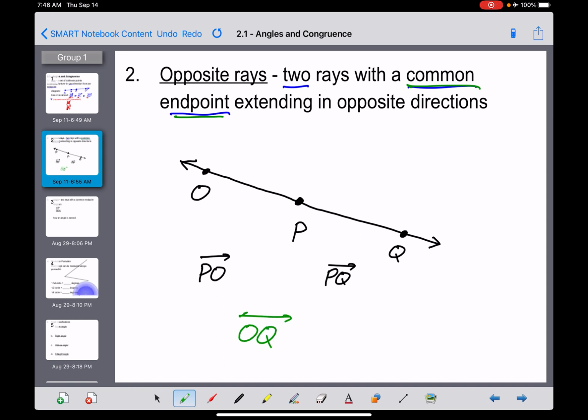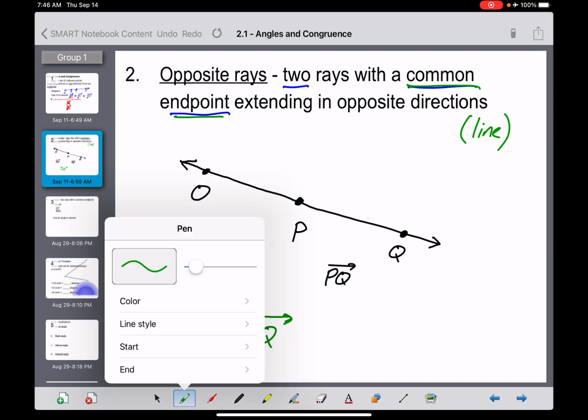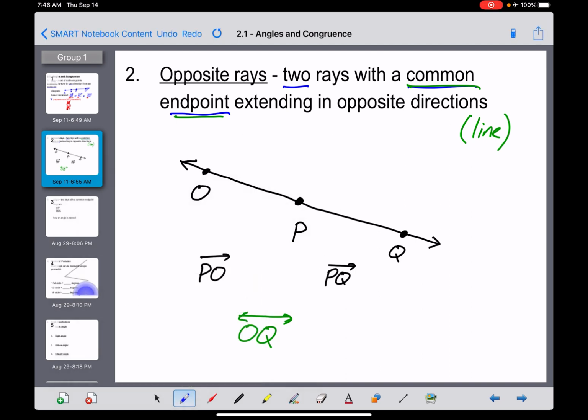Okay, and really, that's exactly what's going on right here, guys. When you have two opposite rays, you basically are forming a straight line. And of course, we never need to say straight, we're forming a line right there. So that's what opposite rays look like, and that phrase will come in handy with some definitions we're going to get to a little bit later on in this section.